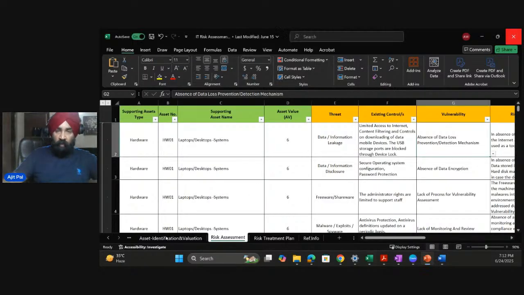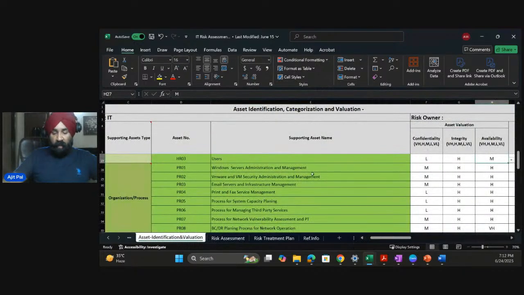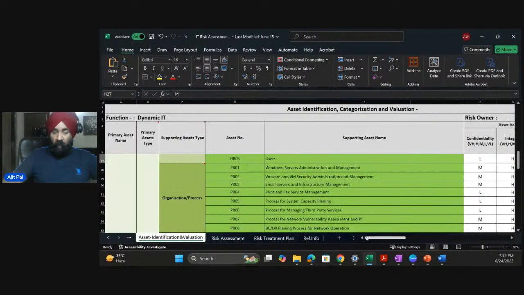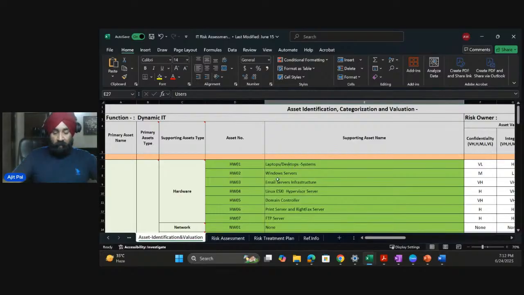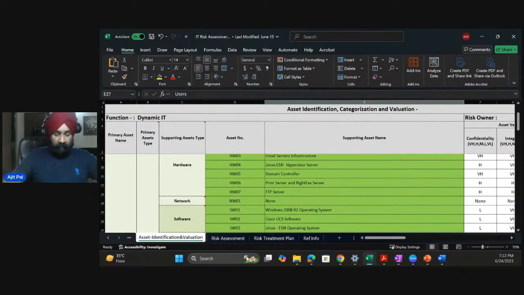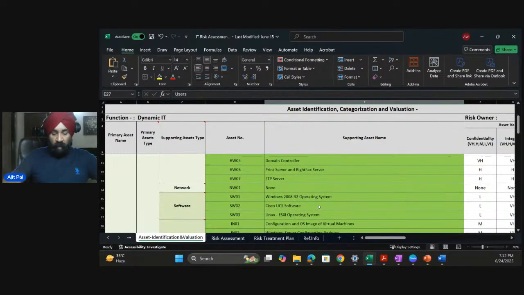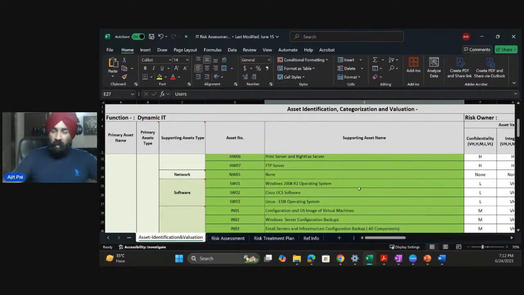And if I look, you can see it over here. This is how you can identify the assets. So what was the first step? Identify the assets. We have identified assets like hardware, laptops, desktop systems, Windows servers, email servers. Similarly, we have networks, we have software, Windows 2008 R2 operating system, Cisco UCS software. Then similarly, we have information like configuration and OS of virtual machines. So this is how we can identify and group assets.